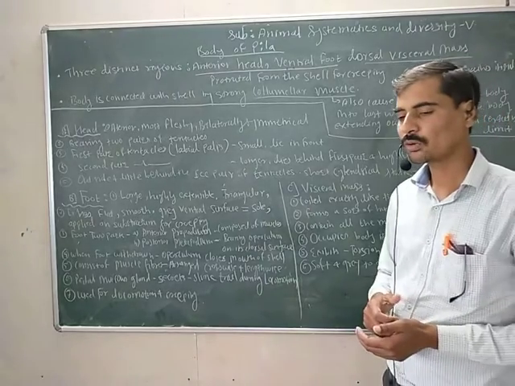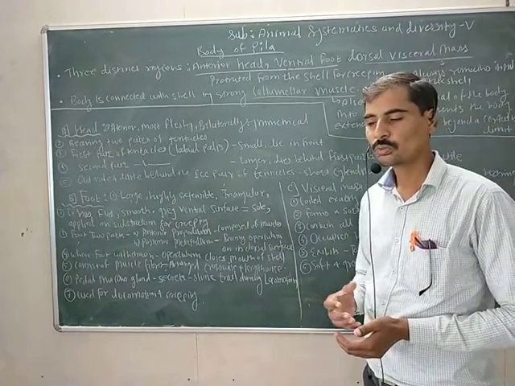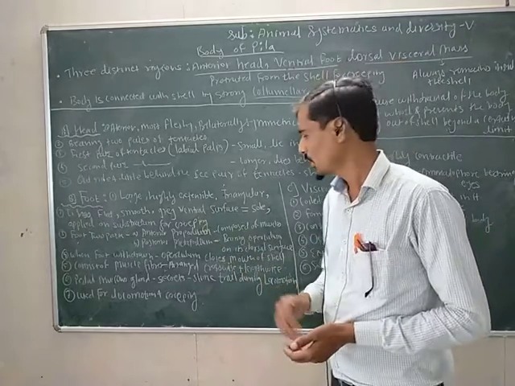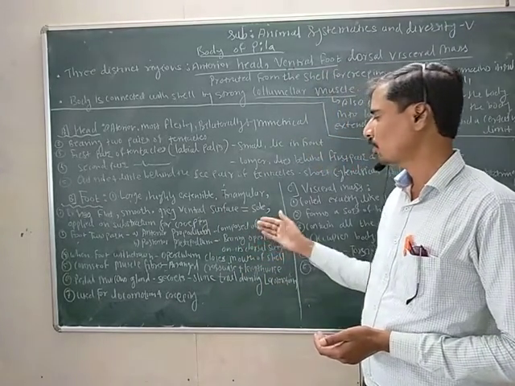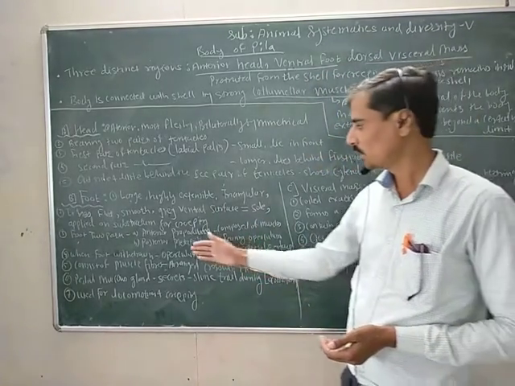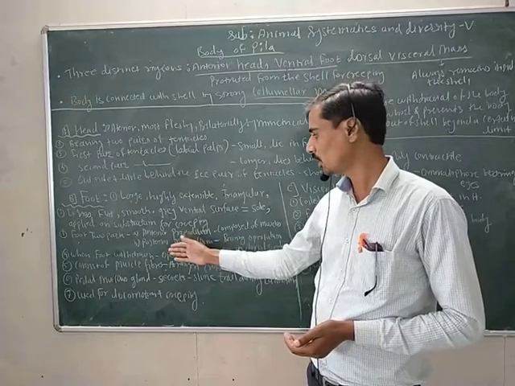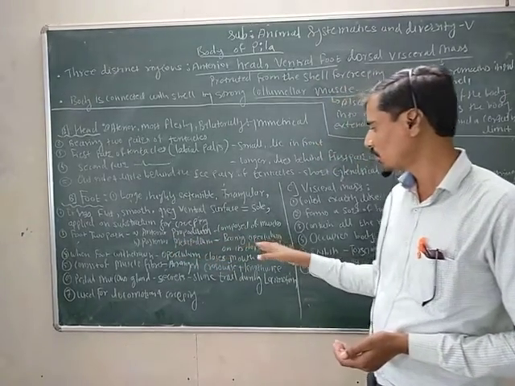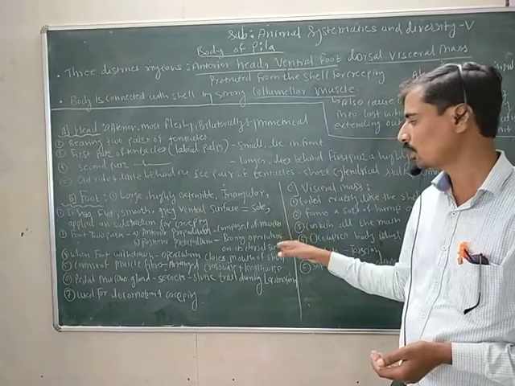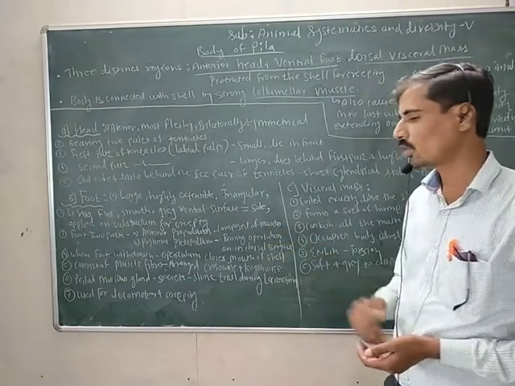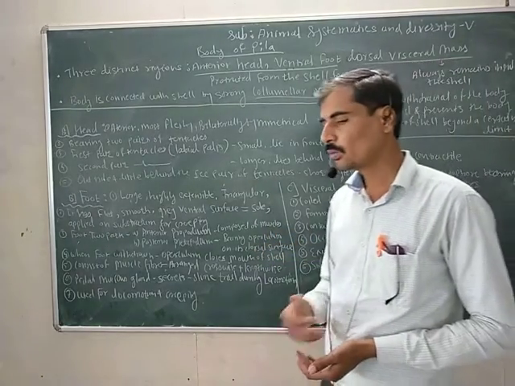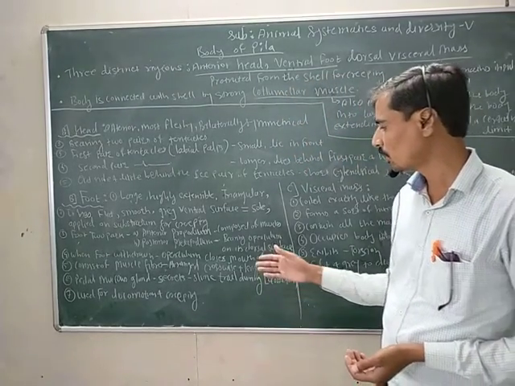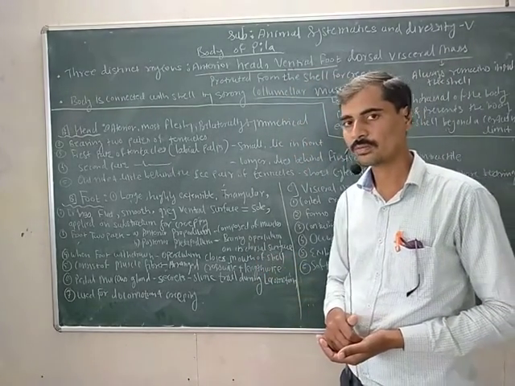The foot of the Pila globosa consists of two parts. The anterior part is called the propodium. It is composed of muscle, and the second part is called the metapodium, and this metapodium bears the operculum on its dorsal surface. When the foot is withdrawn, the operculum closes the mouth.